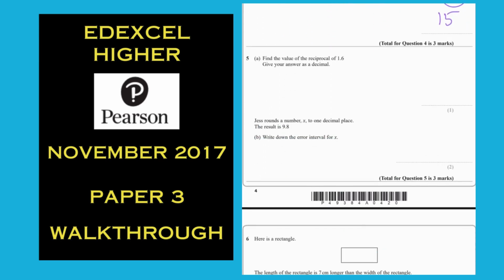Number 5, reciprocal. You may know it as flip or whatever, but don't forget, for your calculator work, it does mean 1 divided by.